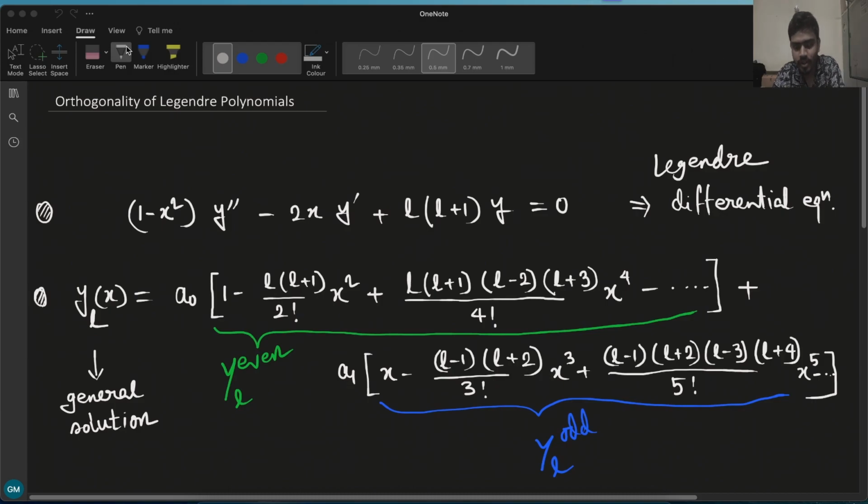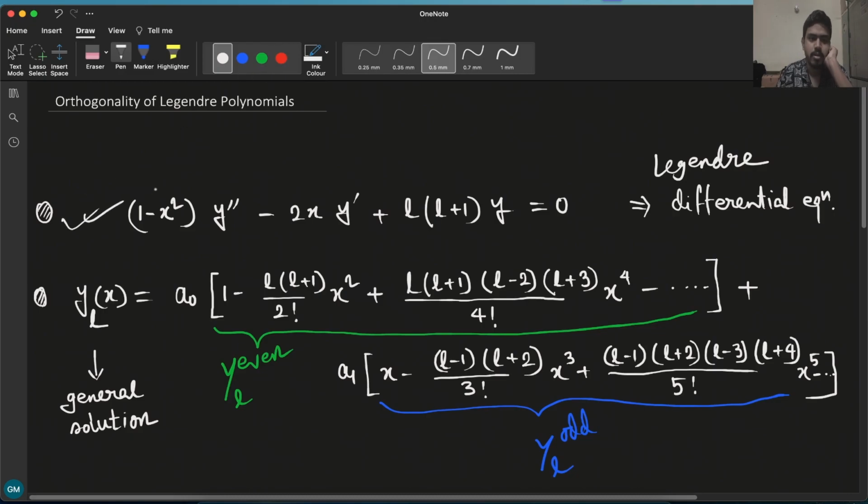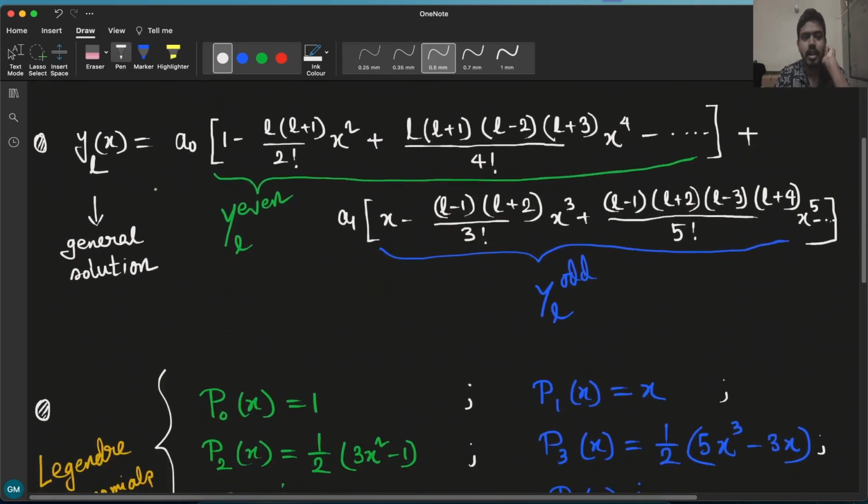Let me summarize what we did in the past few classes. We introduced the Legendre differential equation. Then we solved it, and this is the general solution we got, which is a linear combination of two linearly independent solutions. These are y even L and y odd L. These are two linearly independent solutions.